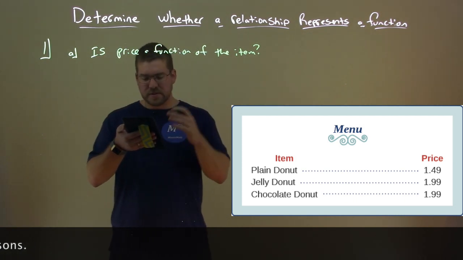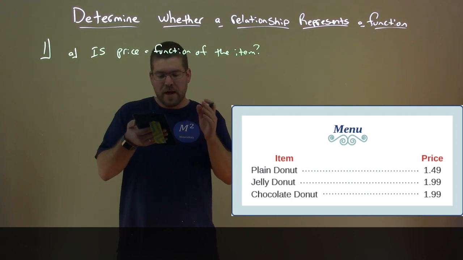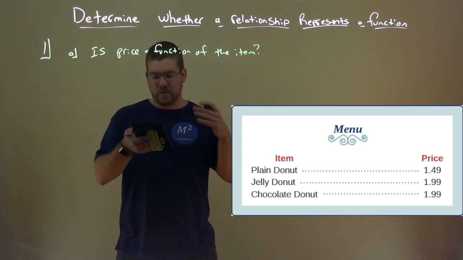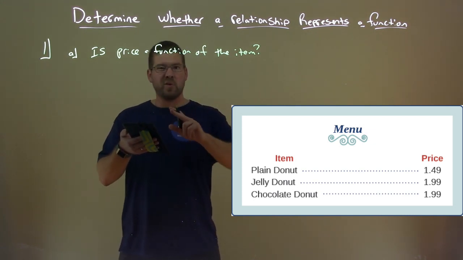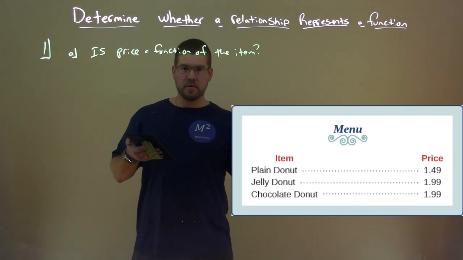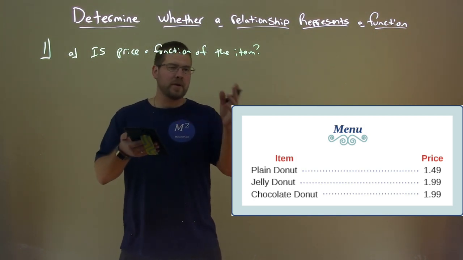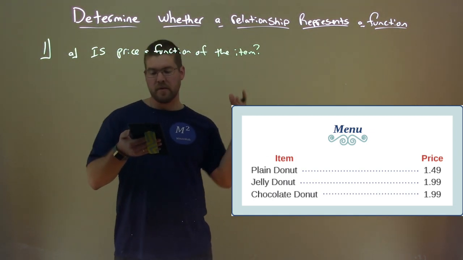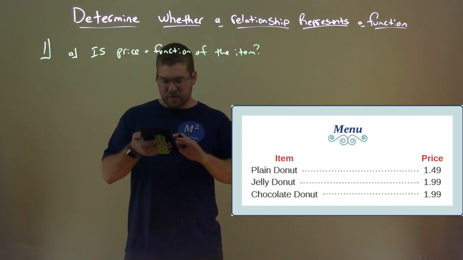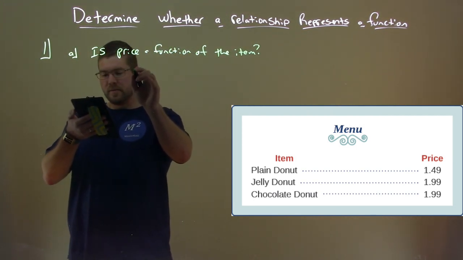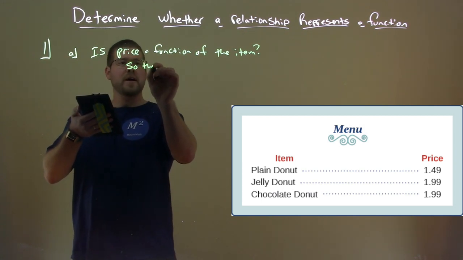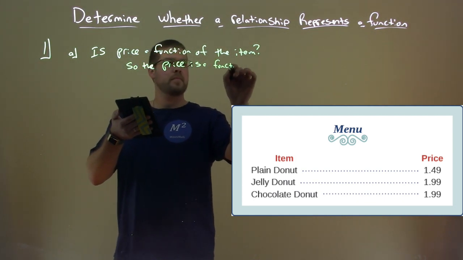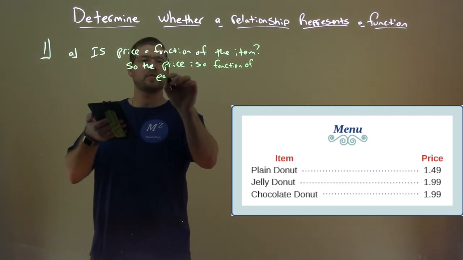Well, let's think of the input as the items on the menu. So we have our menu here. The input is the items on this menu, and the output values are the prices. Each input only goes to one output, so we're good, right? Two inputs going to the same output is fine. That's the jelly donut and the chocolate donut. They both are $1.99. That's okay. So, yes, the price is a function of each item.